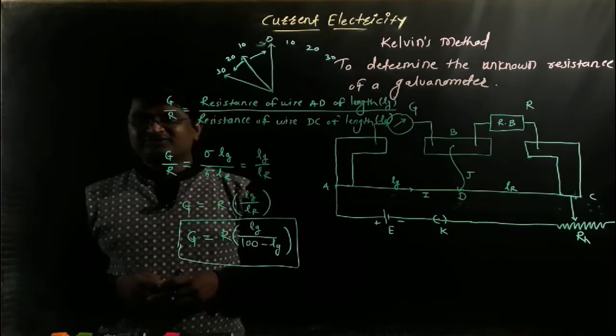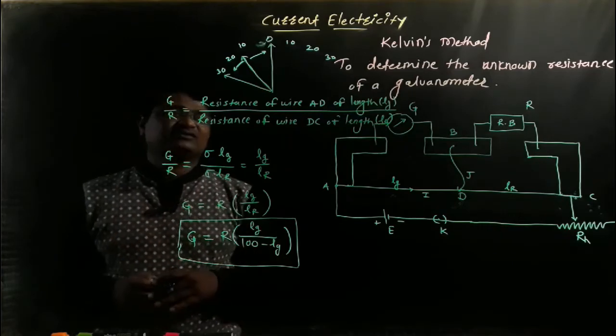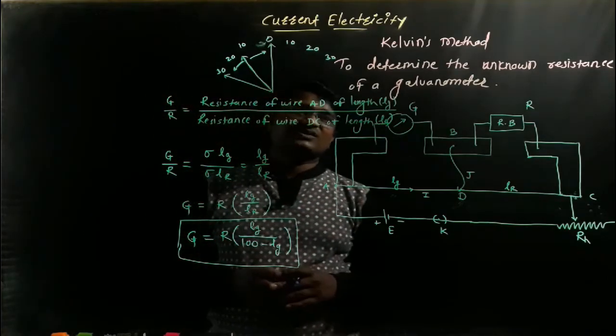By using this formula we easily determine the unknown resistance of the galvanometer. I hope you understand. This is a very easy and simple concept for finding the unknown resistance of a galvanometer. We can revise once again.